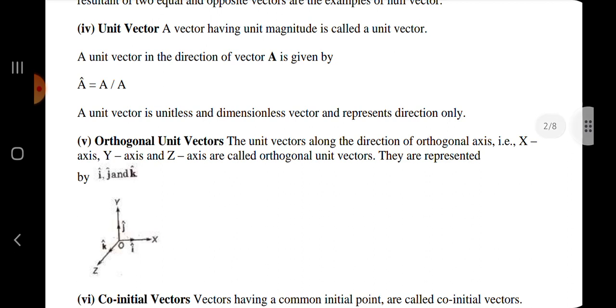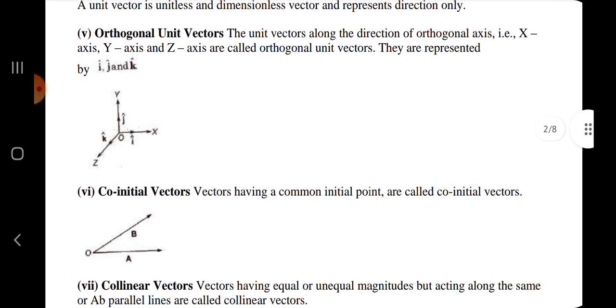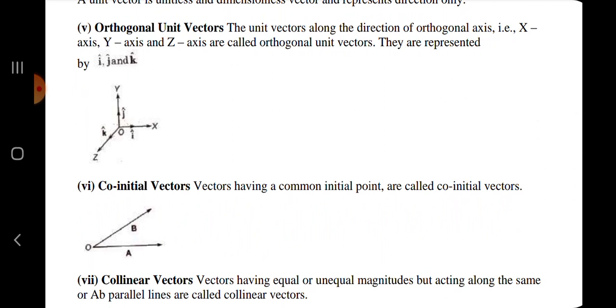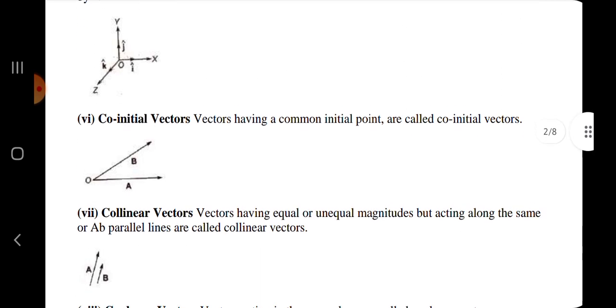Unit vector: a vector having unit magnitude is called a unit vector. A unit vector in the direction of vector A is given by A cap is equal to A divided by its magnitude. A unit vector is a unitless and dimensionless vector and represents direction only. Then orthogonal unit vectors are the unit vectors along the direction of orthogonal axes, that is x-axis, y-axis and z-axis.